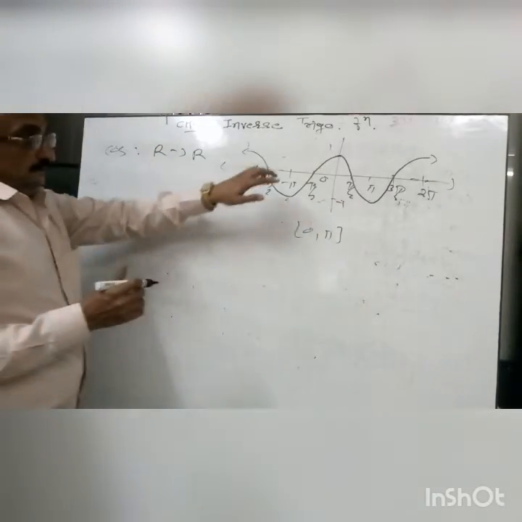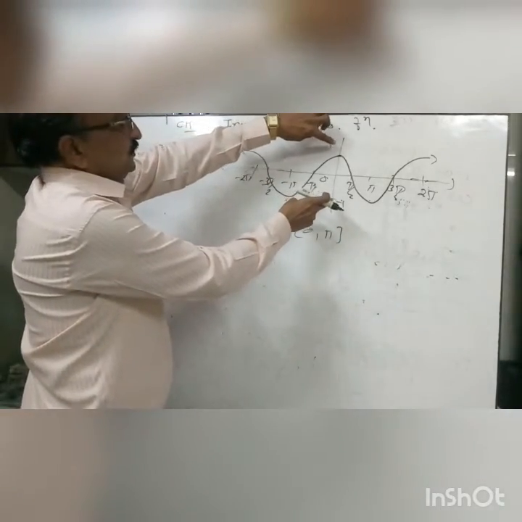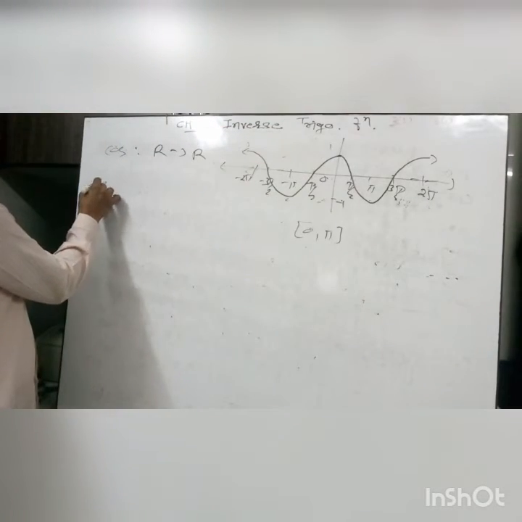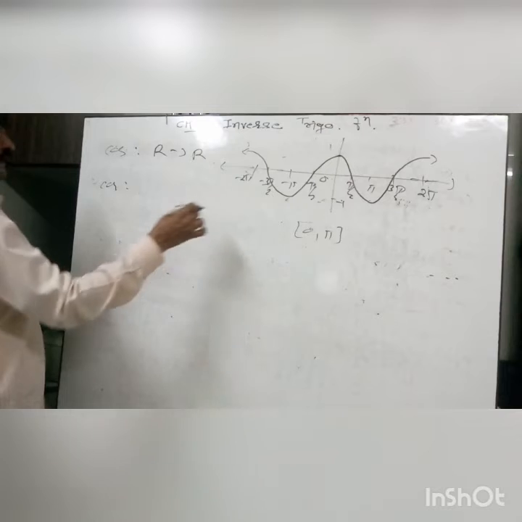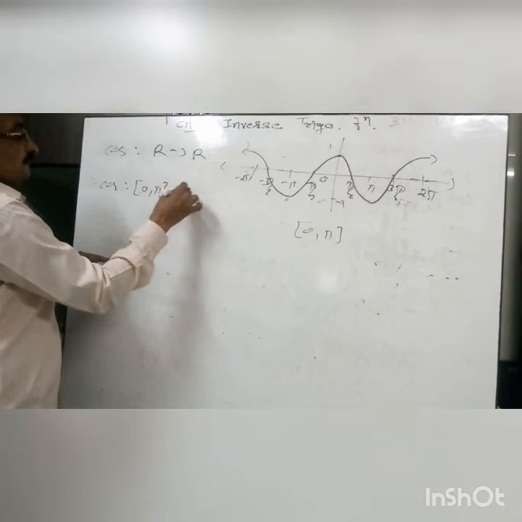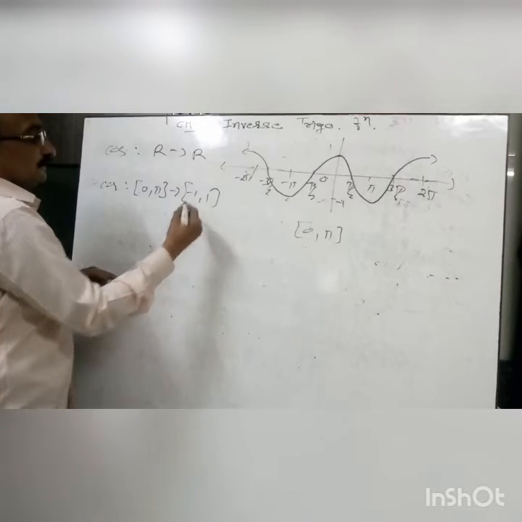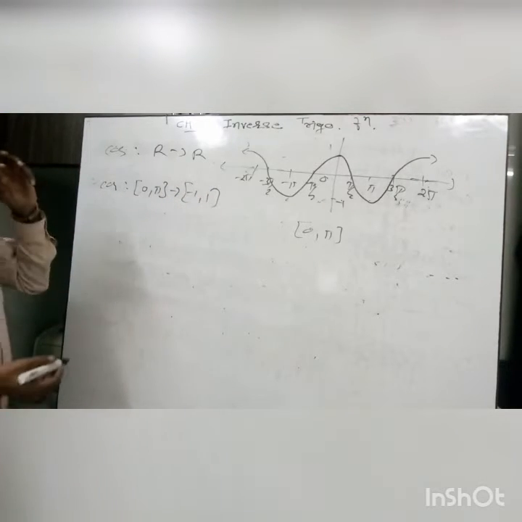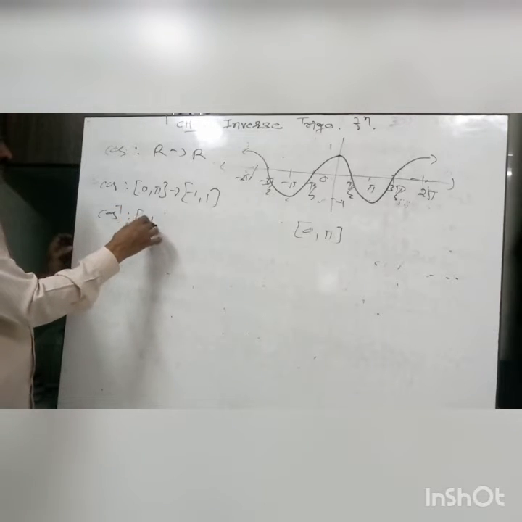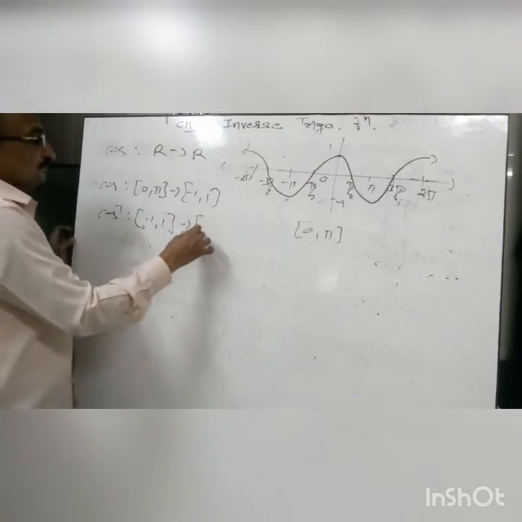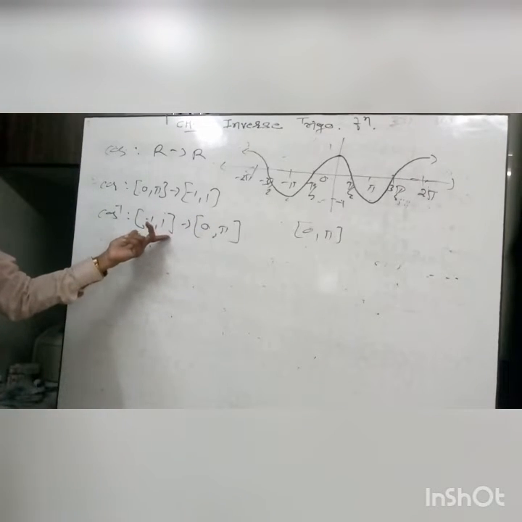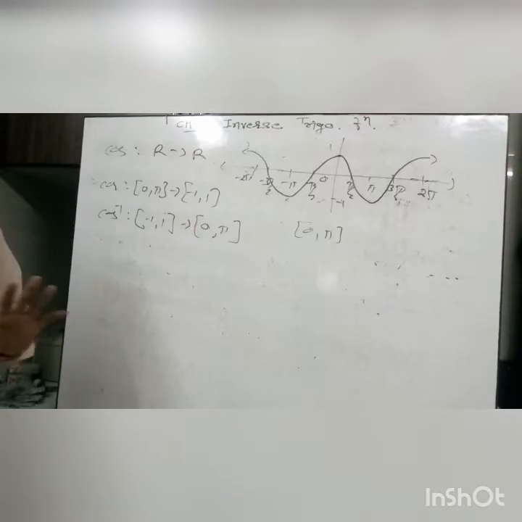Same, we take its codomain equal to the closed interval minus 1 to 1, then the cos function becomes one-one and onto. Here cos from 0 to pi to minus 1 to 1 is a one-one and onto function. Here cos inverse is a function from the closed interval minus 1 to 1 to 0 to pi.